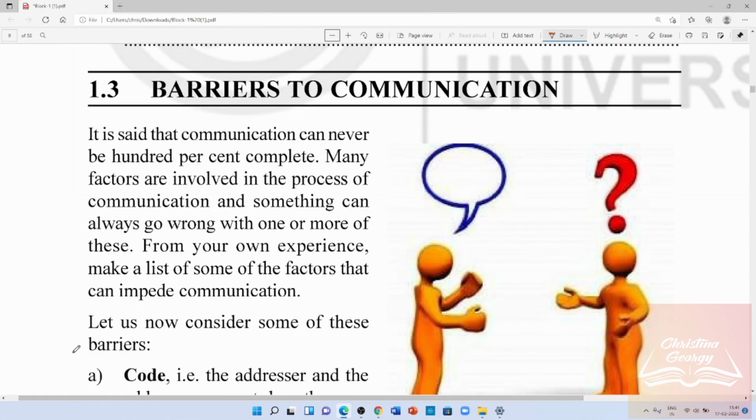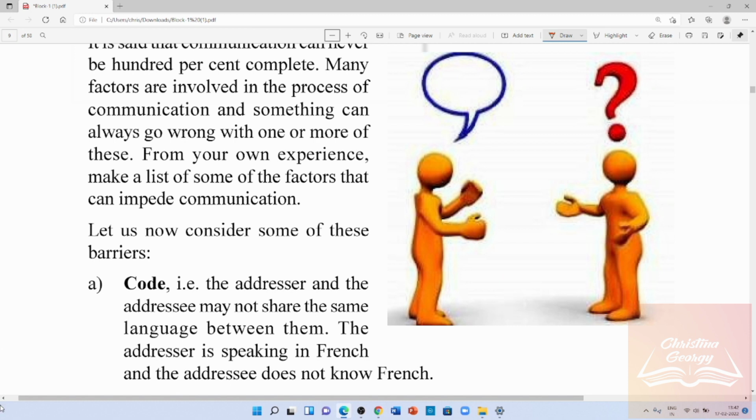Now let's consider some of these barriers. Firstly, code. Suppose I come to class and say, Annyeonghaseyo Yeorobun, Je Sobe Ushingase Hanyohanneda, instead of, hello dear learners, welcome to my class. Don't you feel like there will be confusion? What would be the reason? Language, that is the code.